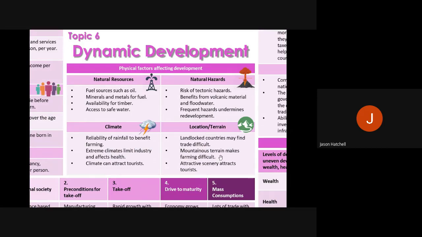I'm not going to go through that in detail with you. If you feel like you want to look at that one, please do. It does mention things like being landlocked and mountainous and so forth. So they are just 3 physical factors that can affect development.